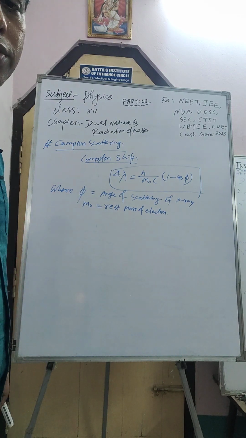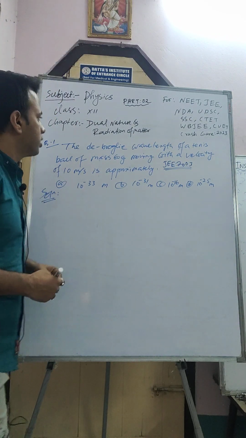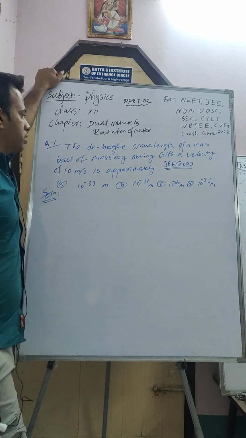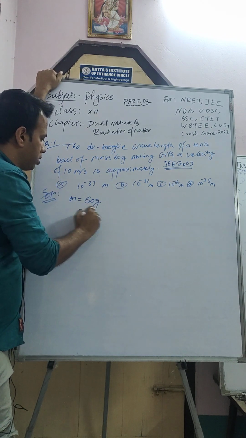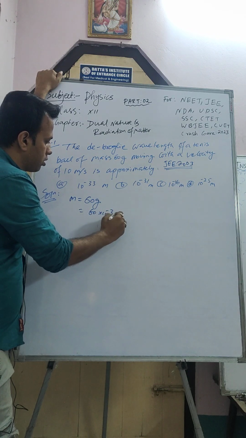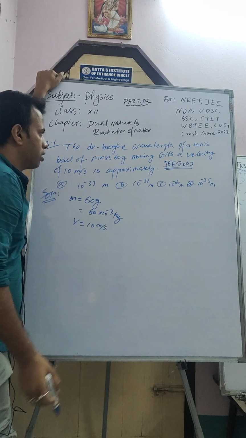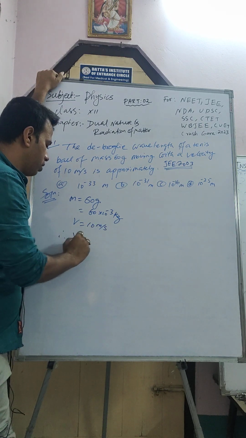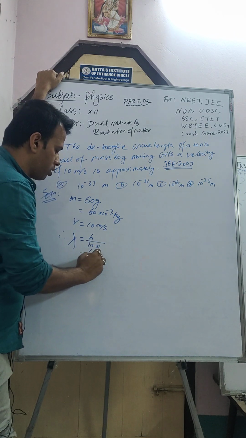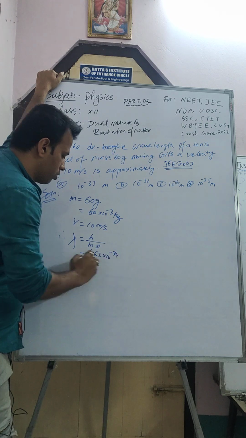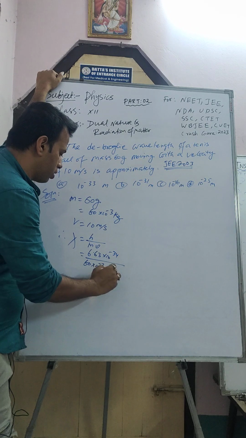Okay, so our first question is like that: the de Broglie wavelength of a tennis ball of mass M is 60 gram, that is 60 into 10 to the power minus 3 kg, with the velocity v equal to 10 meter per second. Okay, so what is the de Broglie wavelength? Lambda equal to h by mv. h is 6.63 into 10 to the power minus 34, divided by m, which is 60 into 10 to the power minus 3, into v which is 10.